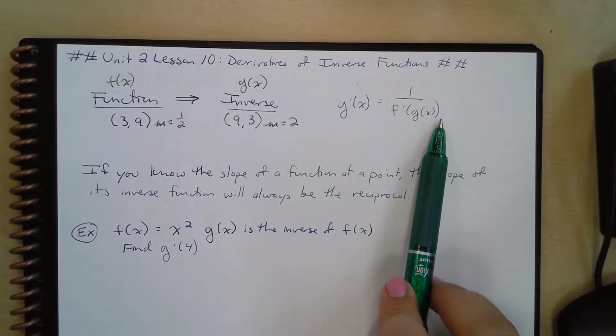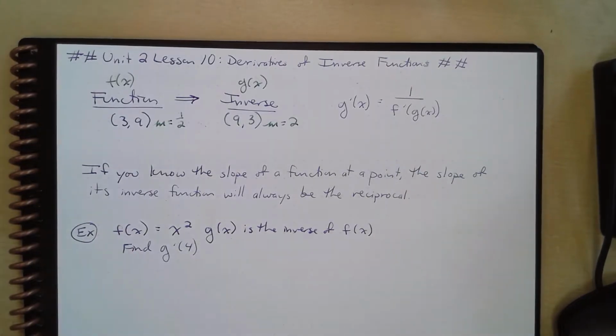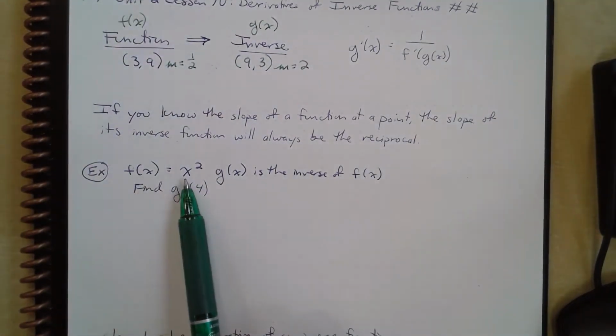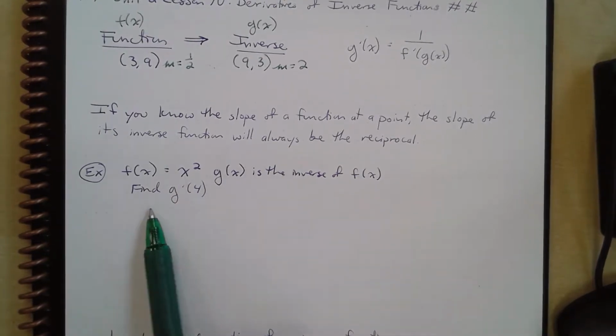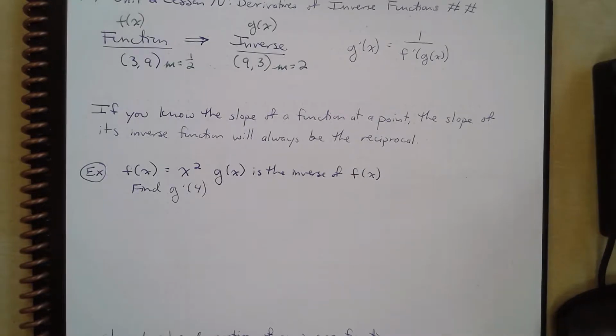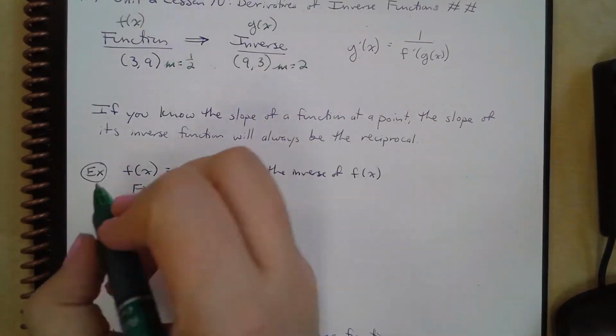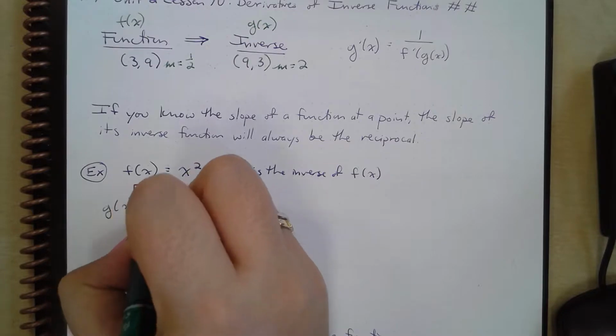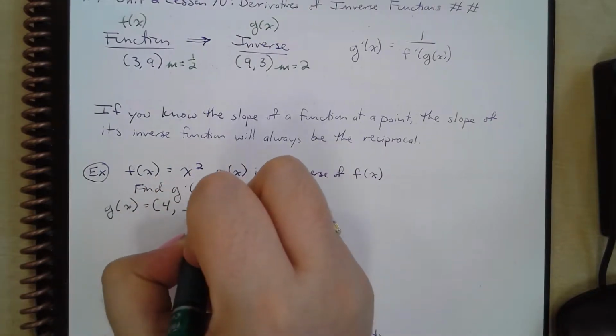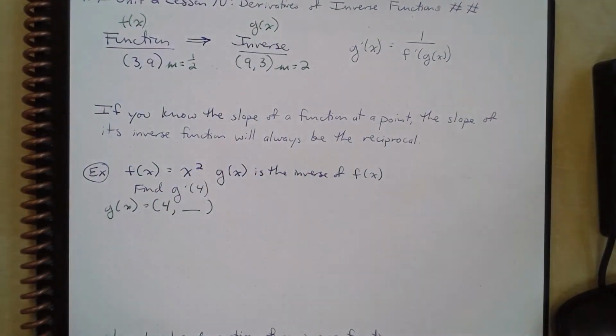So let's go through an example. I think it'll make a little bit more sense. Let's say we're given f of x is equal to x squared, and g of x is the inverse of f of x, and we want to find g prime of 4. Well, we actually don't need to find the derivative to find g prime of 4. We don't even need to know what g of x is. We just need to have corresponding points. So let's find that. We know that g of x has the point (4, something). I don't know what that something is, but I know it exists.